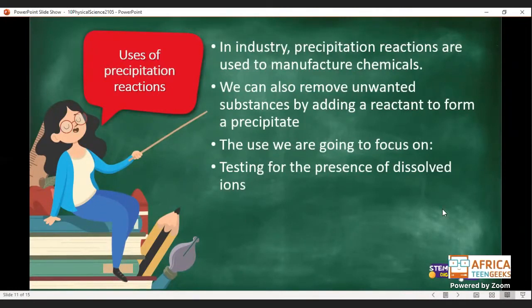So you can use precipitation reactions to figure out, okay, is it a chloride, is it an iodide, is it a bromide, is it maybe a sulfate, is it maybe a nitrate? Okay, so we use precipitation reactions, and the focus in grade 10 is to figure out what is in that solution. Now the next table I borrowed from the Oxford Successful.